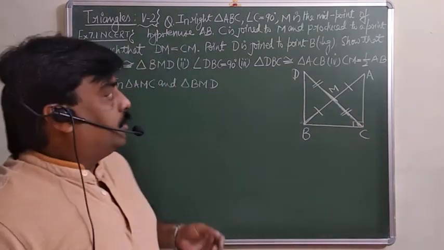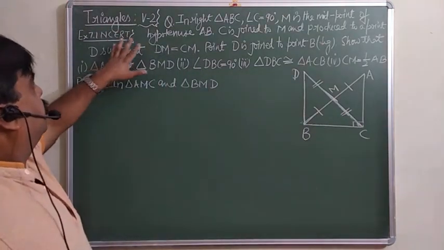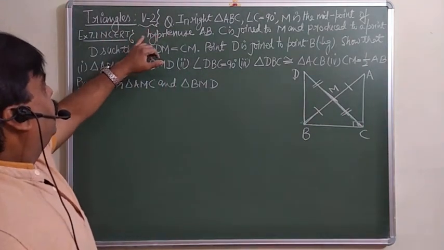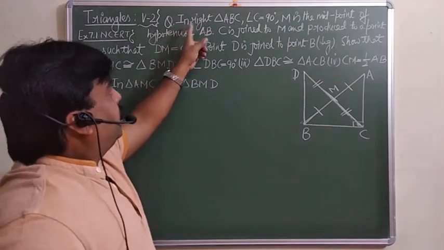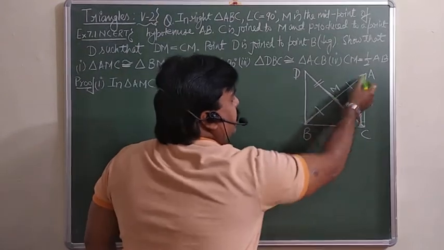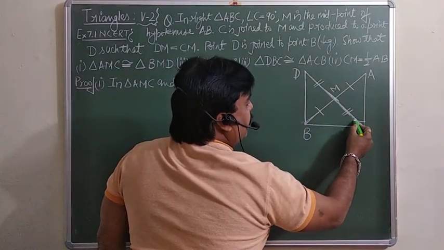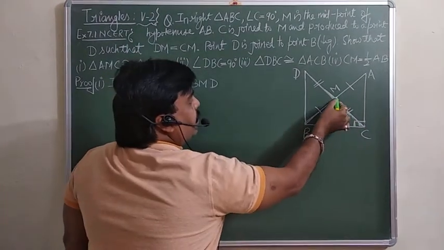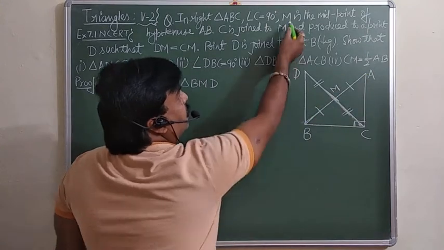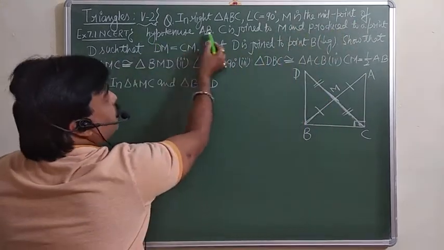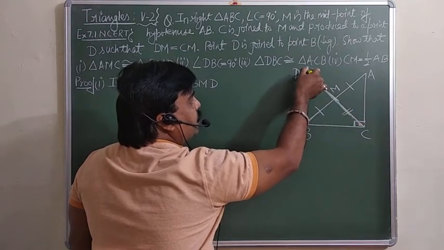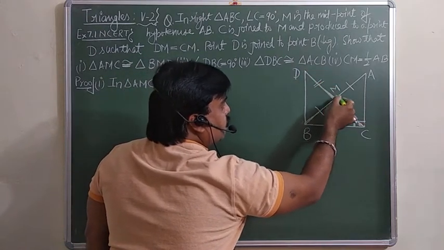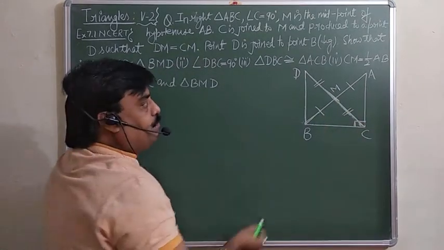Hello everybody. Now we will discuss question number 8 from NCERT. The question is: in right triangle ABC, ABC is a right triangle at C, and M is the midpoint of the hypotenuse AB. CM is joined and extended to the point D such that DM is also equal to CM.